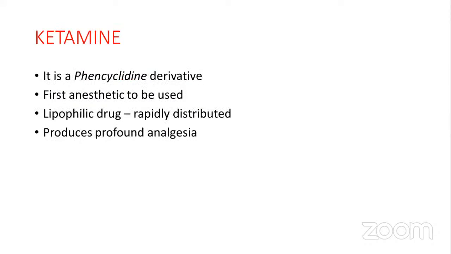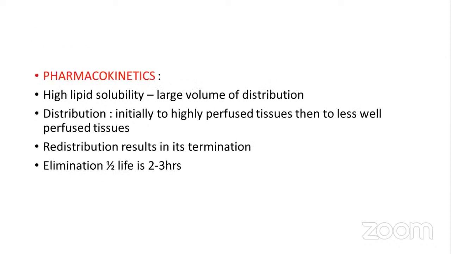Our next induction drug is ketamine. It's also a commonly used induction agent. Its structure is a phencyclidine derivative, and it is the first anesthetic to be used. It is a lipophilic drug which is rapidly distributed into highly vascular organs, and it causes profound analgesia. Coming to its pharmacokinetics, it's highly lipid soluble, which gives a large volume of distribution, initially to highly perfused tissues and then to less well perfused tissues. Redistribution results in its termination, and its elimination half-life is 2 to 3 hours.